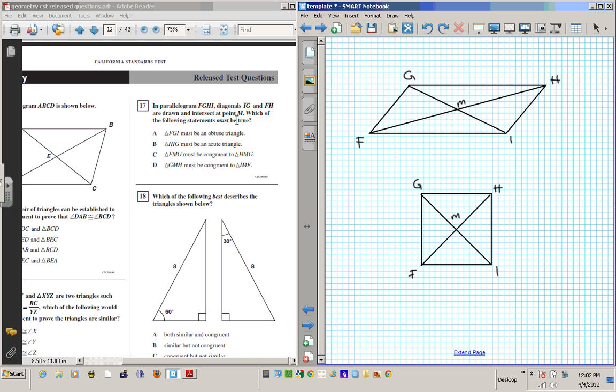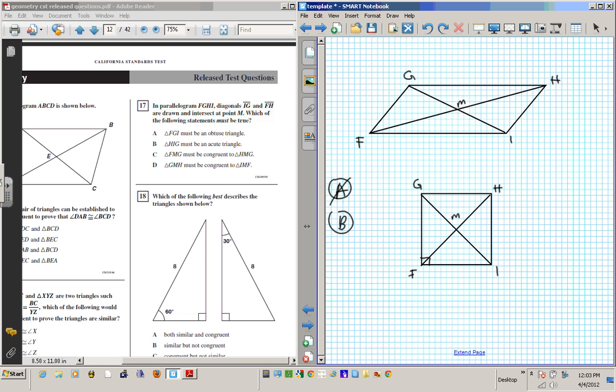So it says which of the following must be true. So it says triangle FGI must be an obtuse triangle. In this case it is, right? But look here, is this an obtuse triangle? Absolutely not, because the biggest angle here is 90 degrees, so A is not an option. In the case of a square or a rectangle, well, this is a right triangle. That's the biggest this could possibly be.